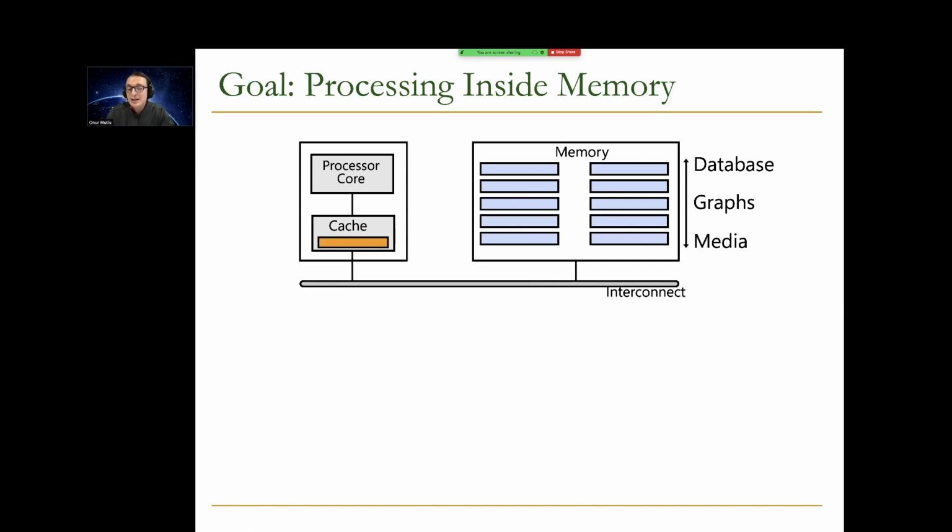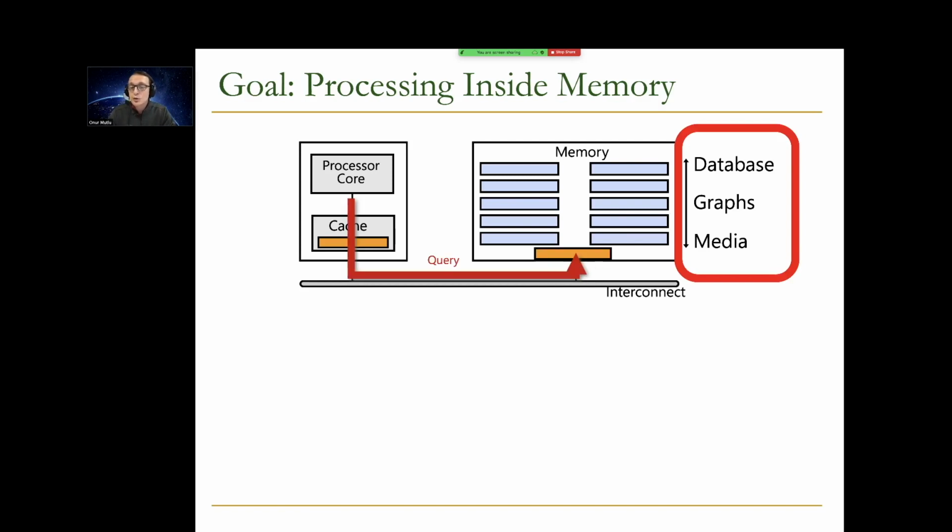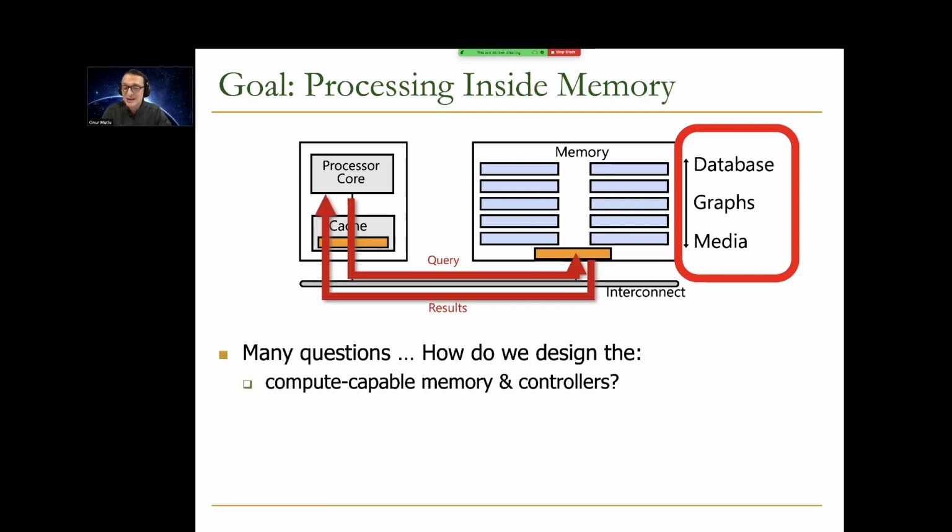So of course, there are many, many questions to enable processing inside the memory. We have these applications. We would like to be able to query the memory using a processor or an accelerator. Ask the memory, can you execute this function for me? And the memory says yes or no. And if it says yes, it gives the results back. And there are many questions. I'm not going to cover everything, but I think we need to solve them.